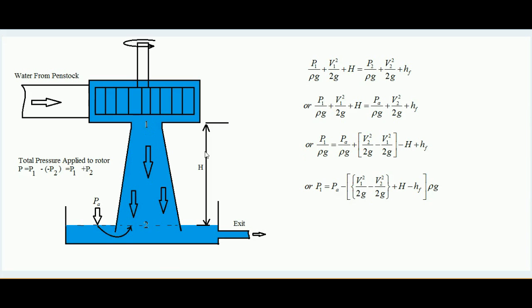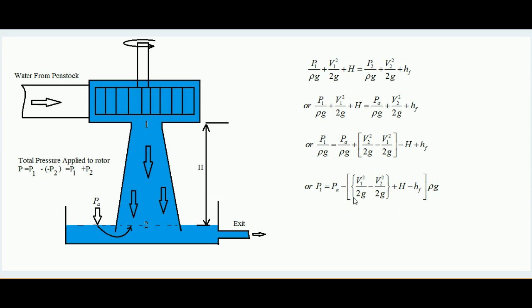Similarly, this head H is also taken as positive, and the value of HF is generally lower than the addition of these two entities, meaning V1 square by 2g minus V2 square by 2g plus H. The value of these two added together is generally greater than HF. So definitely this entire quantity inside the square bracket is positive, because the density and acceleration due to gravity are always positive.